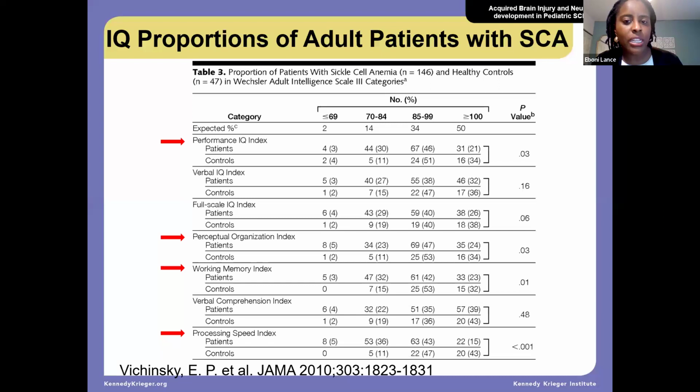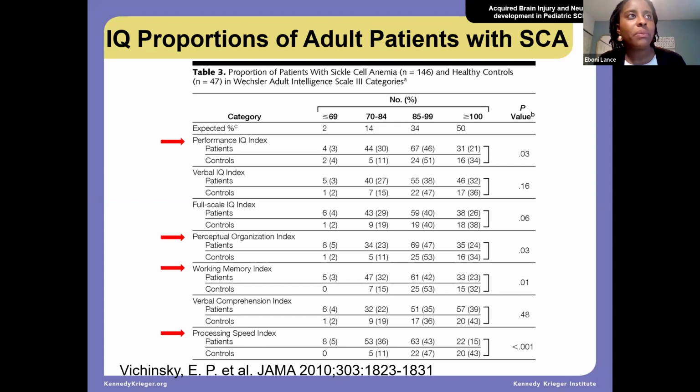And even in these neurologically intact adults with sickle cell anemia, they saw differences in performance IQ, perceptual organization, working memory, and especially processing speed. So again, even in the absence of obvious signs of brain injury, there is still something going on in these patients.